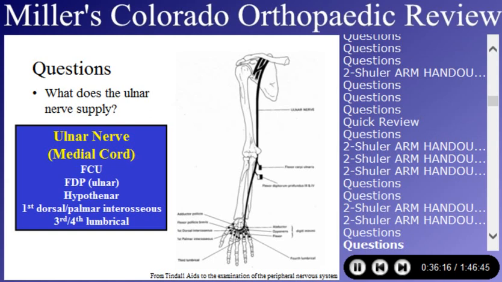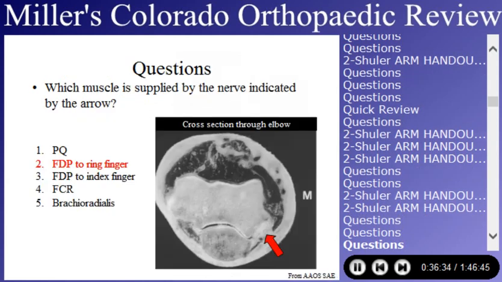Ulnar nerve supplies what? Don't forget it comes from the medial cord. The structure is indicated there, the diagram is shown. These diagrams are very helpful, as you can tell just from going through it right now. It really systematically enables you to determine what's going to happen during nerve lesions, nerve injuries. The muscle supplied by the nerve indicated by the arrow: ulnar nerve, right there in the groove, goes to the FDP of the ring finger, the ulnar side of your hand.